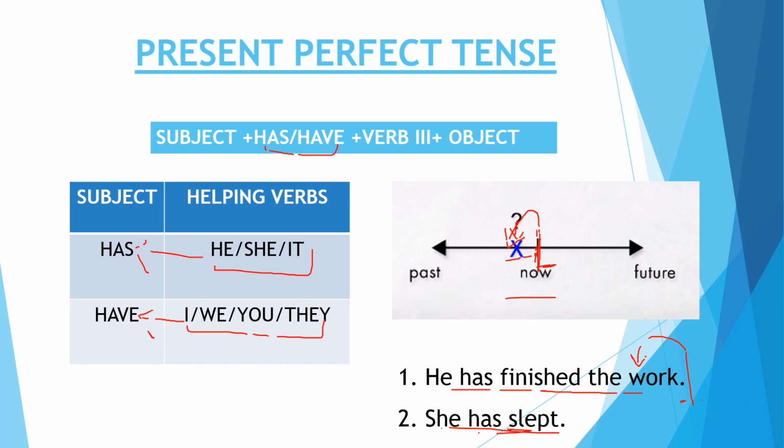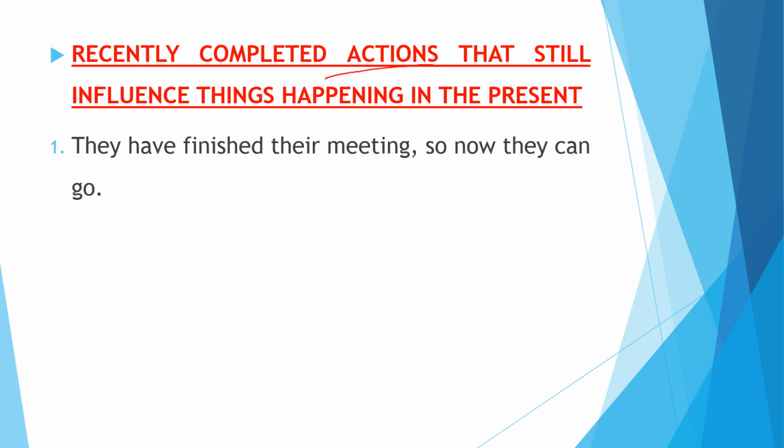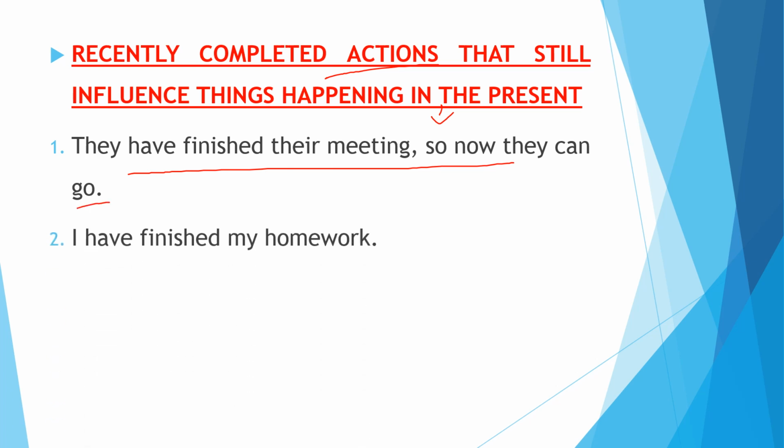Moving on to the uses. As I told you, recently completed actions that still influence things happening in the present. How? They have finished their meeting, so now they can go. I have finished my homework, so now I can do anything because homework is done. This is how these actions are influencing things happening in the present.